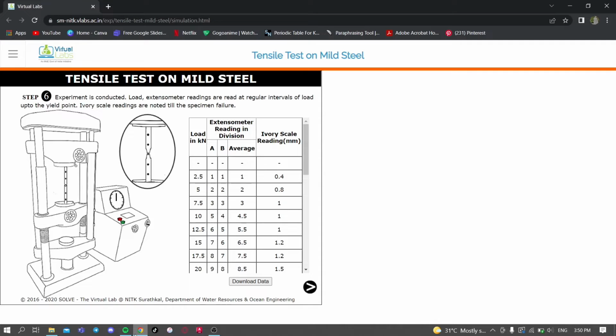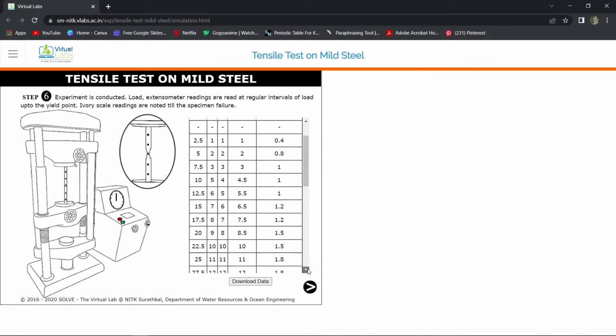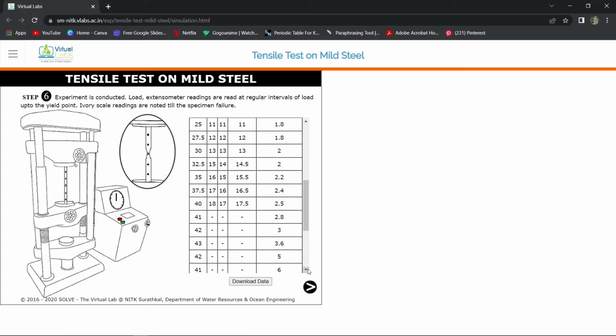Today I want to continue with step 6, the experiment is conducted. Load and extensometer readings are read at regular intervals of load up to the yield point. Ivory scale readings are taken until the specimen fails. This is the result, the data of the experiment.